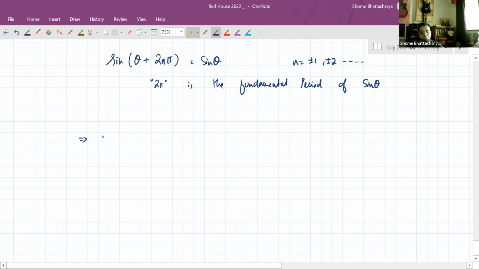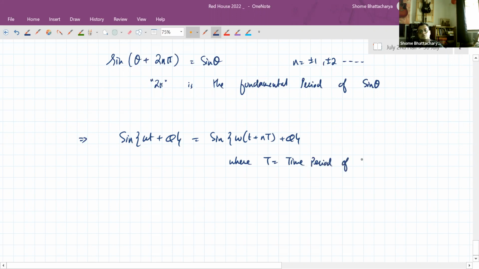So likewise, sine of omega t plus phi should be equal to sine of omega into t plus n times capital T, plus phi, where capital T is the time period of the SHM, or time period of oscillation basically. You can also think of it like a fundamental time period. So it's the shortest time in which the motion repeats itself.